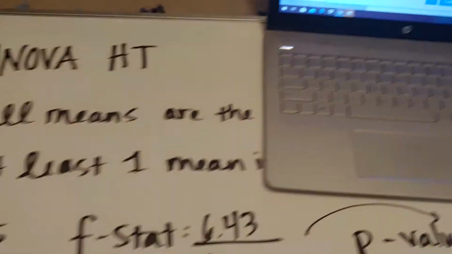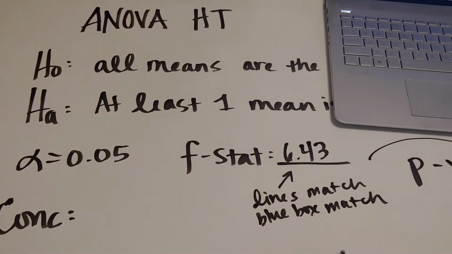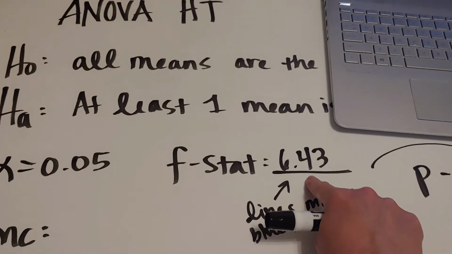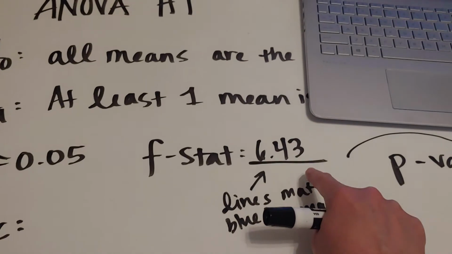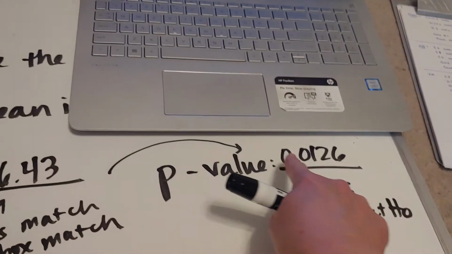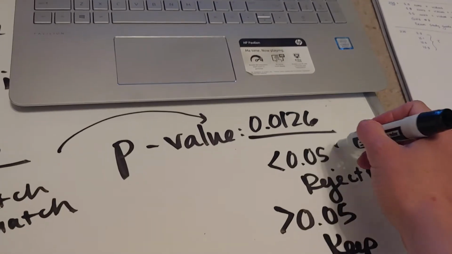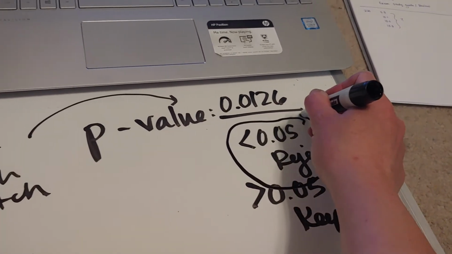Okay, so going back to my hypothesis test, this is my F-stat. So this is when it was looking at the lines that match versus the blue box that matches. It got 6.43, whatever that means. But what that gives us is this p-value. So it is less than 5%, we reject the null.